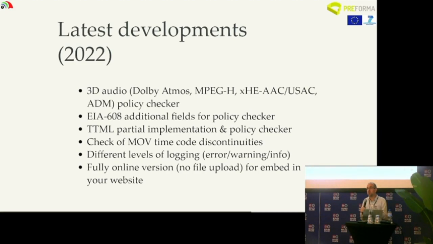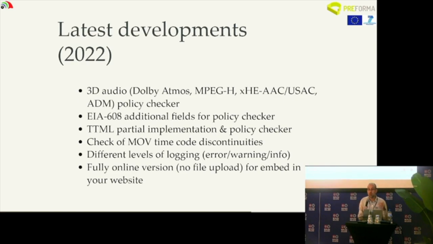So, for example, you can say, okay, I don't know this format very well, so I reject it, or I can accept Dolby Atmos because I can handle that, I accept it in my workflow, and another package, I don't know it, so I reject it. So it is the choice in the policy checker. We also added policy checkers for other formats, text formats, captions, TTML, or timecode discontinuities. We also implemented different levels of logging. Sometimes in the specification, it is not written shall, but it is written should. So at the beginning, it was always errors for us.